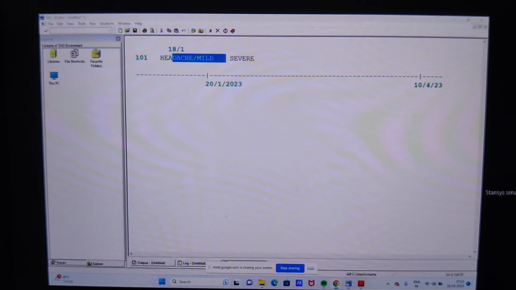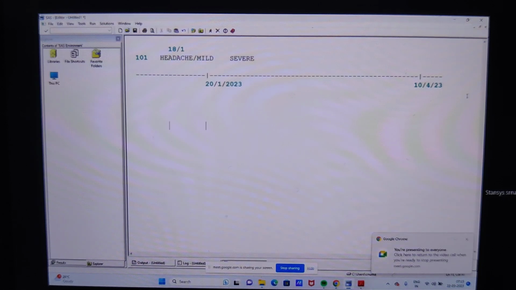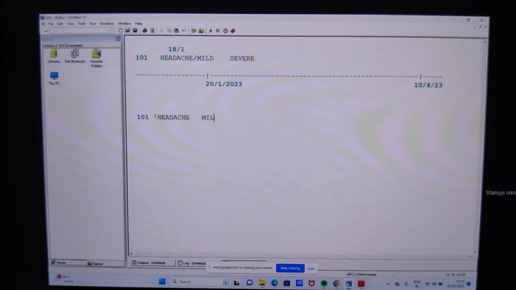Now, we are going to take this as two observations in the AE dataset. If the severity changes, we record it as a new observation. So use subject ID 101, AE term is headache, AE severity is mild, started on 18th, and the severity became severe on 22nd. 18th January 2023 is the start date, and 21st January 2023 is the end date. Now, I'm going to have 101, the same headache, severe this time, and the start date is 22nd January 2023, and say it lasted up to 27th January 2023.